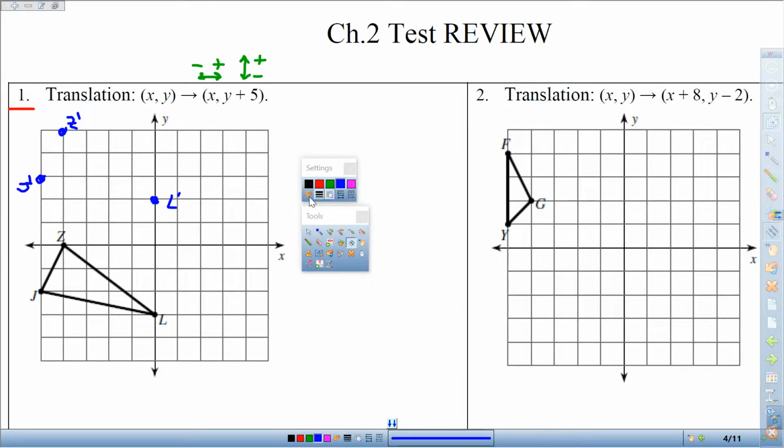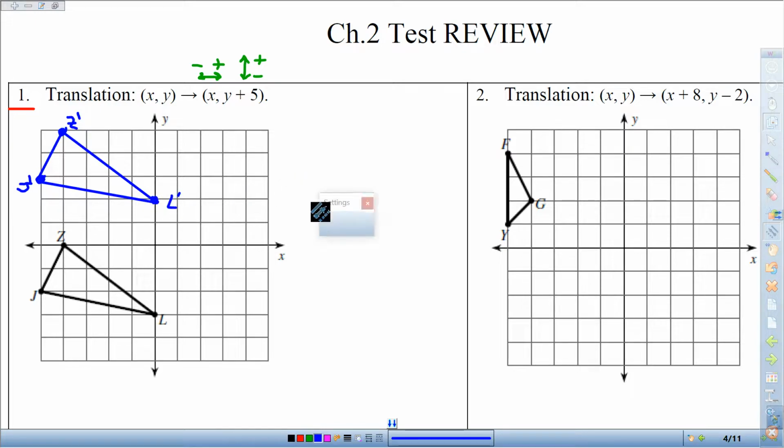So if you ever don't see a number next to one of those, added or subtracted, that just means you're not doing anything on that axis. Also, if you guys could just fill in these shapes here, that's what I'm looking for.